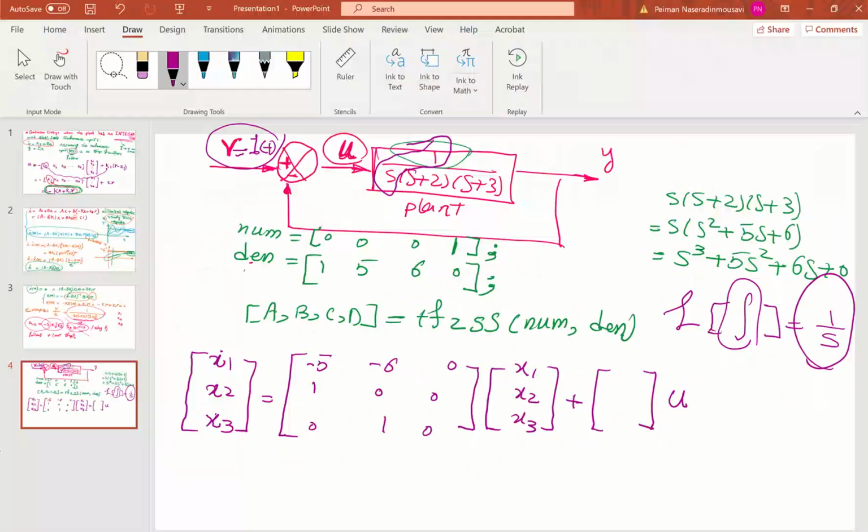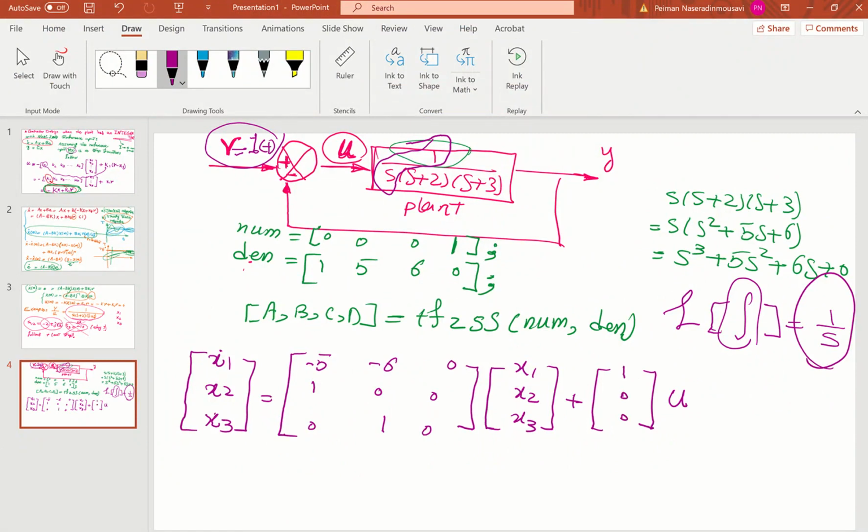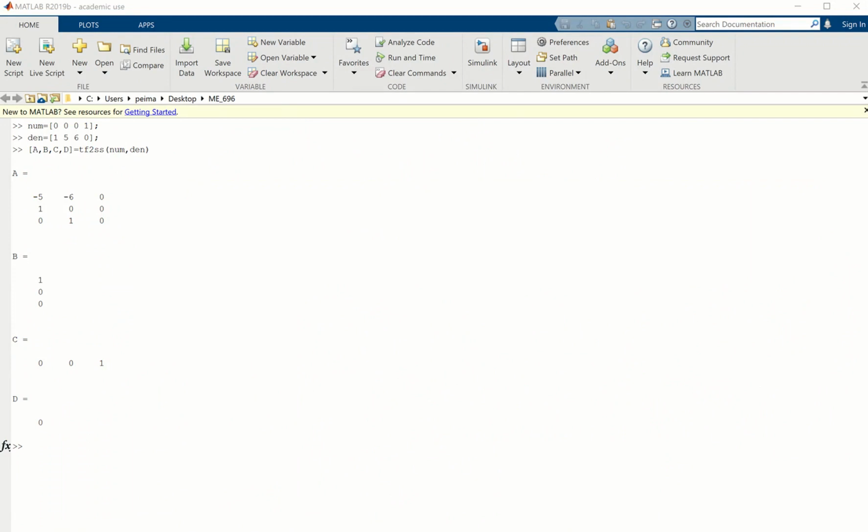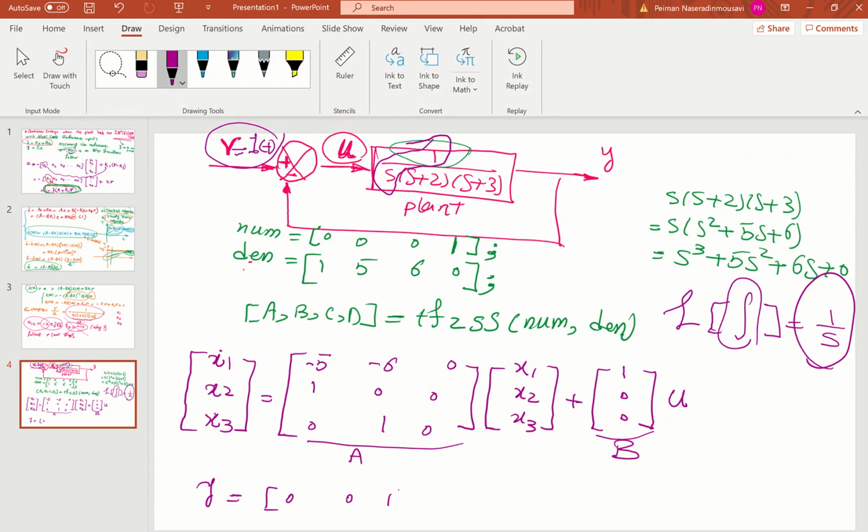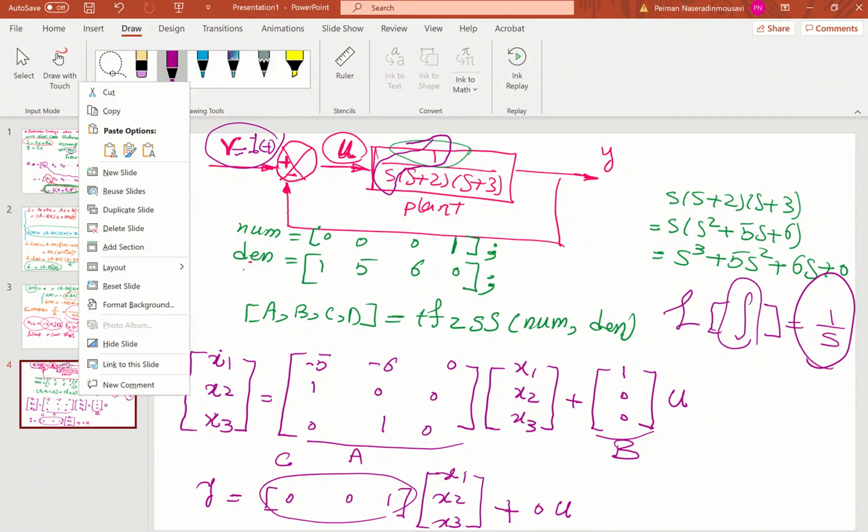B is 1, 0, 0. So this is your A, this is your B. So y is equal to Cx. C is, as Matlab says, 0, 0, 1 in your state variables x1, x2, x3, plus 0 times u, D is 0. So this is your C matrix for the SISO system. Understand? No? So if you don't want to do that, this is the Matlab approach.